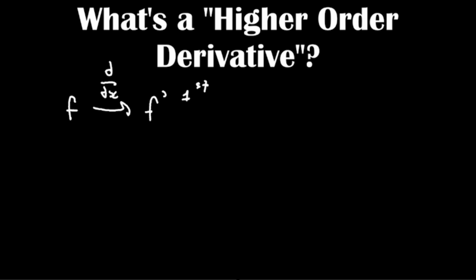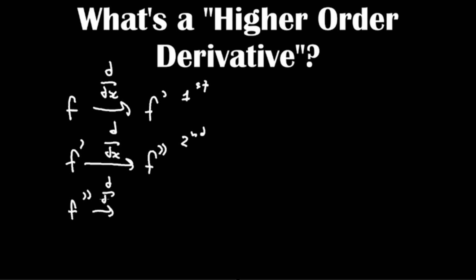But then what happens if you differentiate the derivative? If you take f prime and you take a derivative, you get the second derivative of f. Instead of having one apostrophe, you have two to show that it's the second derivative. Now, you can keep going. If you differentiate the second derivative, you get the third derivative. So you can do triple prime, or you can do f and then superscript 3 with the little parentheses there. And then you can keep going.